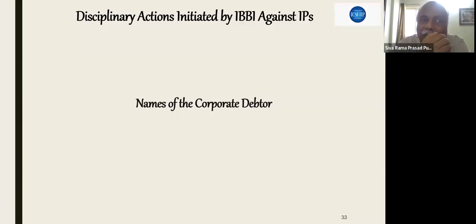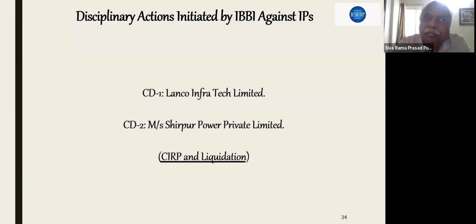Now, one by one, we will study the cases and what irregularities were committed by the RP or liquidator, etc. Name of the corporate debtor. Corporate debtor 1, Lanco Infratech Limited. Corporate debtor 2, Messrs. Shripur Power Private Limited. One is CIRP and the second one is liquidation. I have not mentioned the IP names here, only company names.